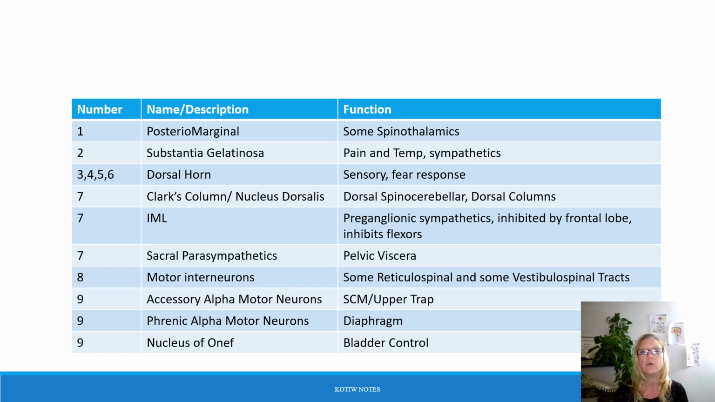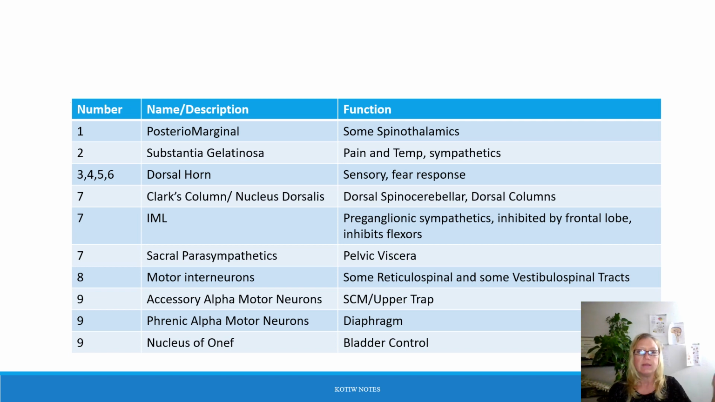Okay, so this is going to have a sympathetic component to it. Of course it will, right? So if you have pain coming through, that's going to give a little bit of a sympathetic response as well. 3, 4, 5, and 6, dorsal horn, sensory and fear response as well. Okay, so sensory and fear response, not all just fear response though, so it's just regular sensory as well.